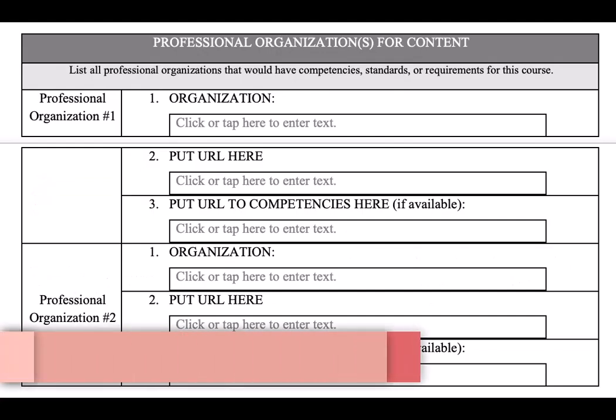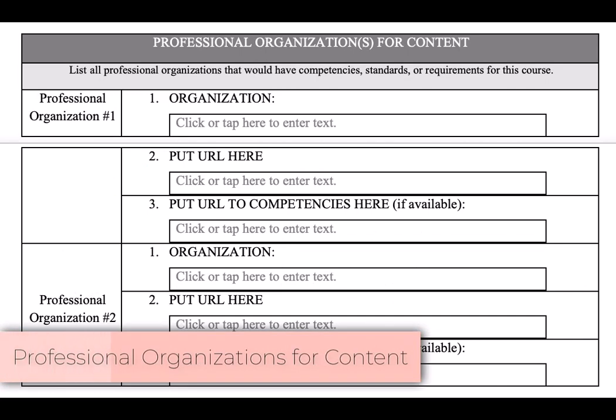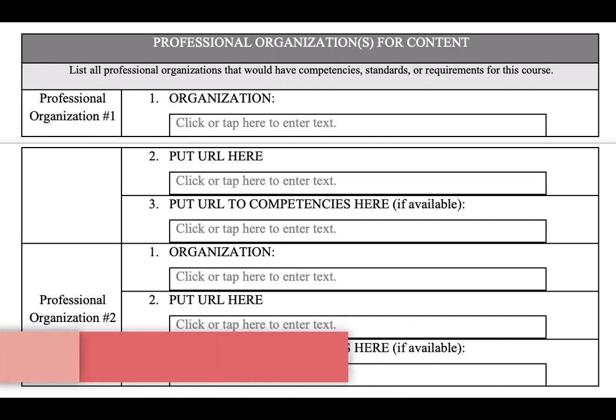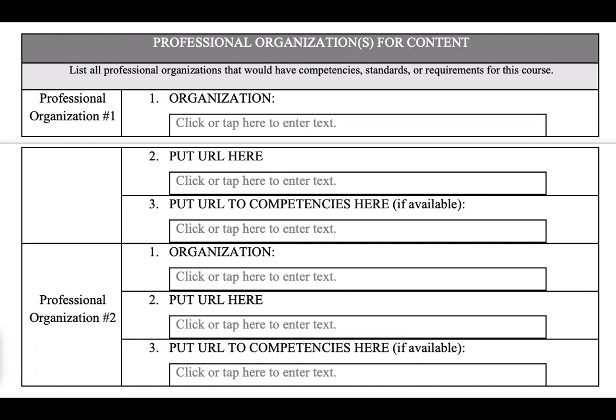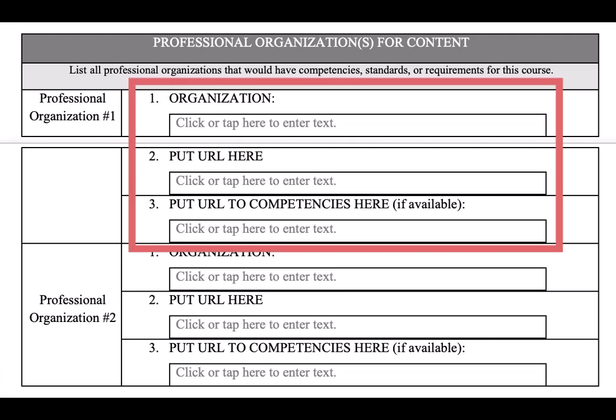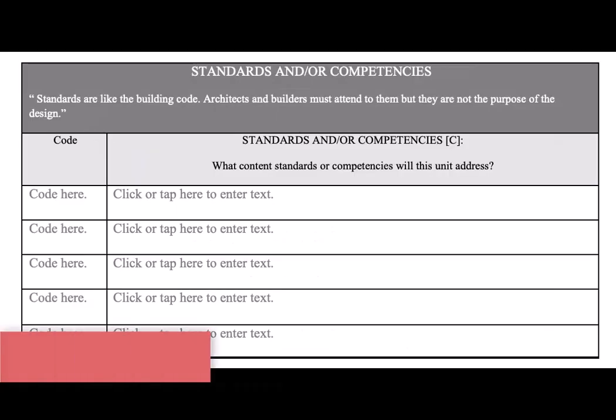The next section is professional organizations. The professional organizations are where you are pulling your standards or competencies from. In this section, you will list the organization, a URL for their website, and a URL to any competencies or standards that they have available.